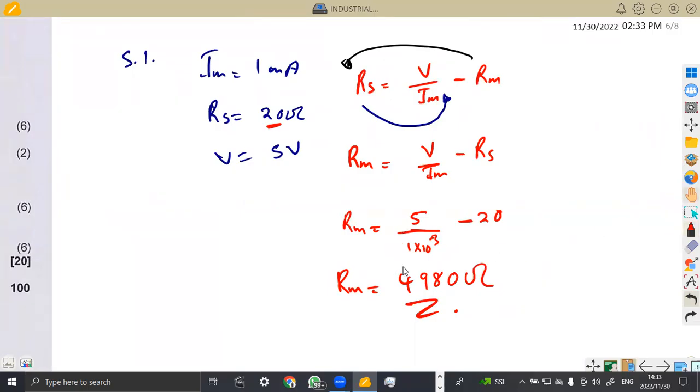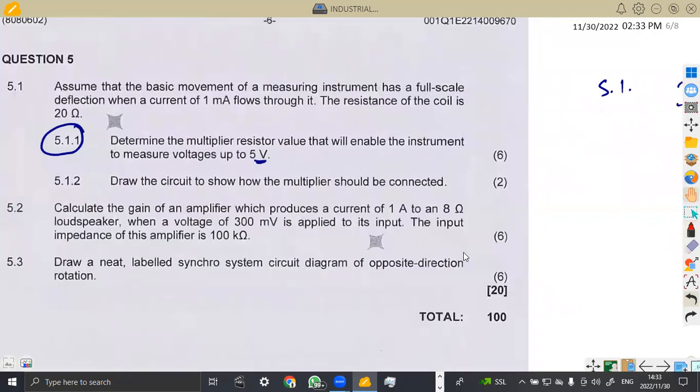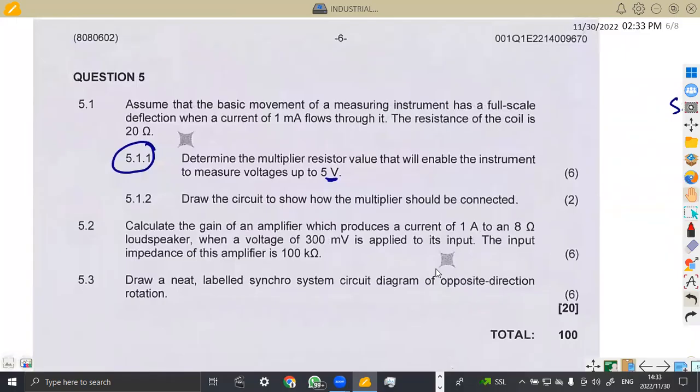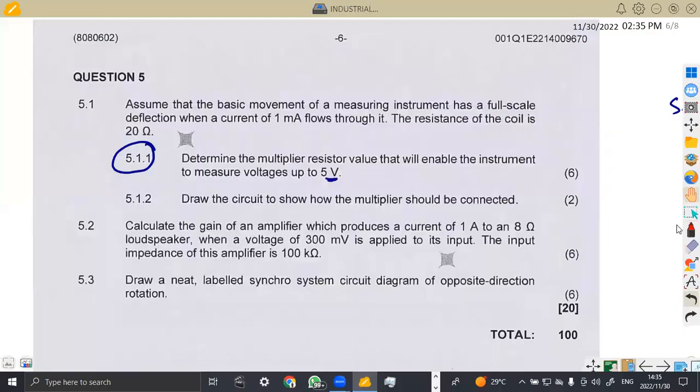Then the other part of the question was for you to draw the circuit to show the multiplier, to show how the multiplier should be connected. How is the multiplier connected? Remember a multiplier circuit, how is it connected? That is the question that we are being given. As you can see, it's just 2 marks.